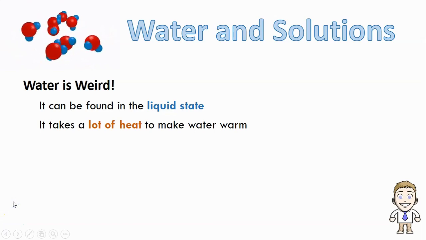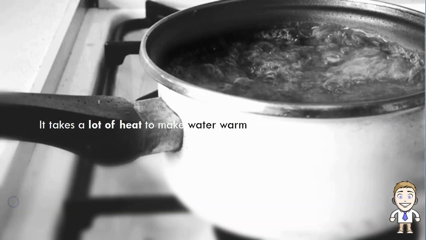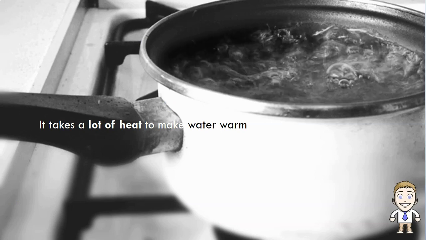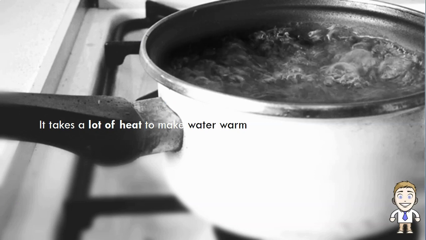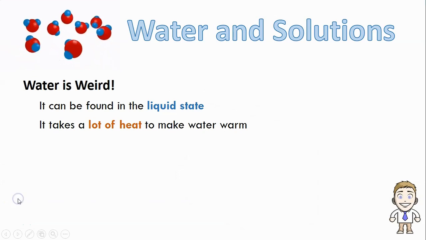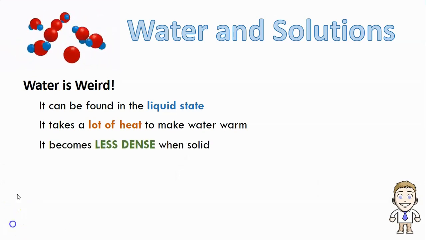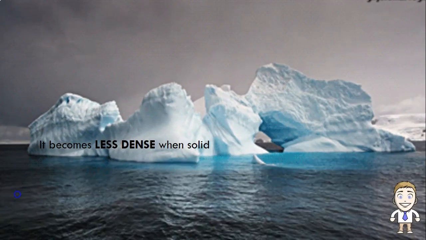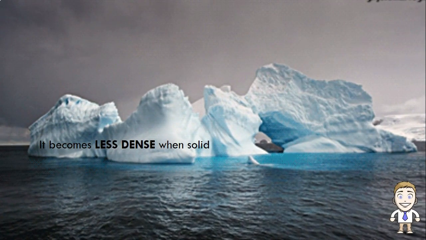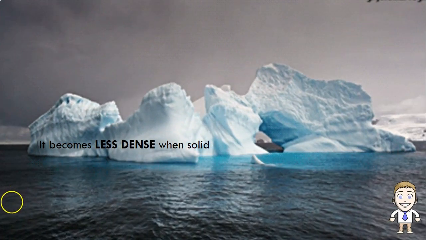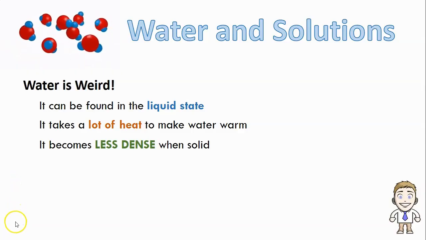It's also weird that it takes a lot of heat to make water warm. You can envision a relatively small pot of water on a very, very hot stove. It takes a long time to heat that water up, or think of your swimming pool outside in the very, very warm summer months, and it stays relatively cool for most of that time. Or the fact that it becomes less dense in the solid form. This is why ice cubes float in your drink or icebergs float on the surface of the water. This is strange. Most other solids are more dense and would sink to the bottom.